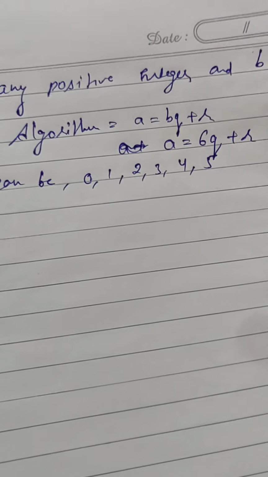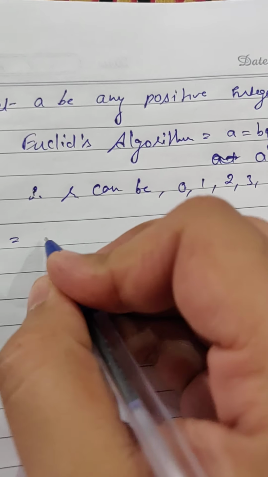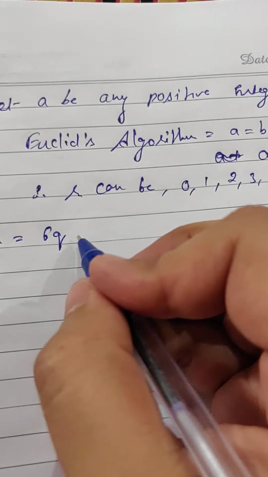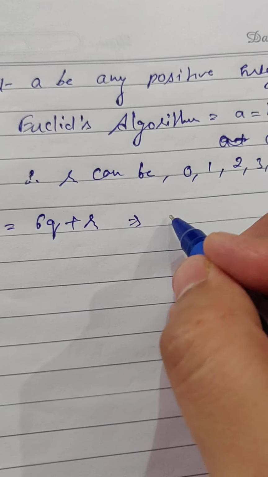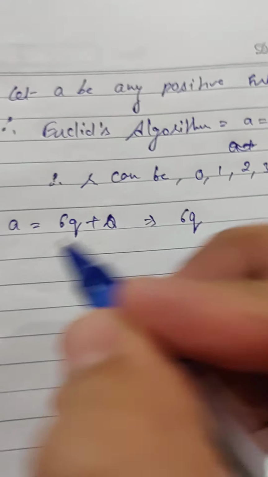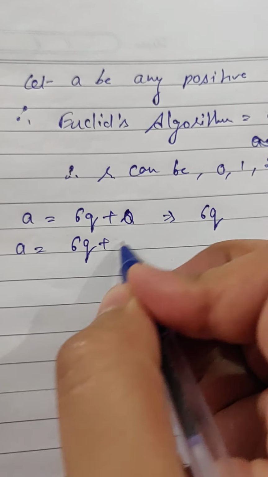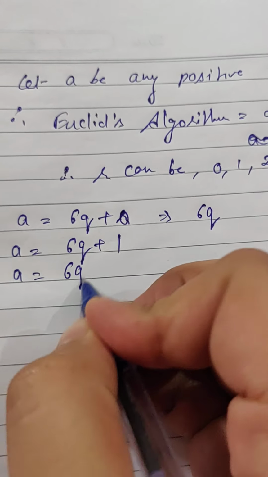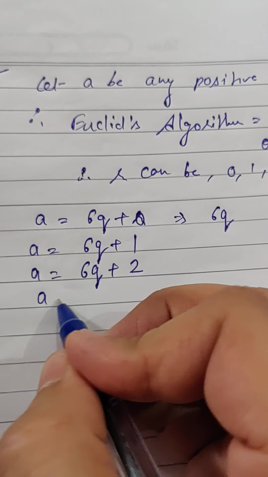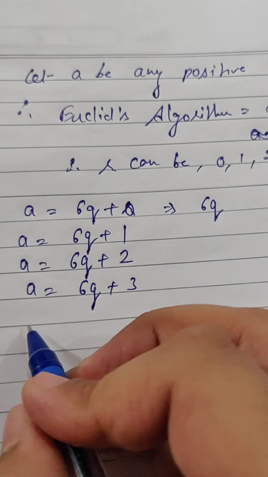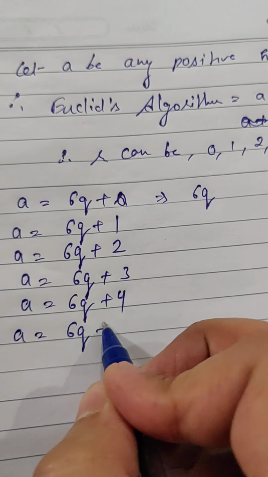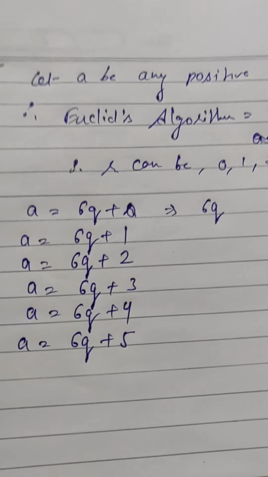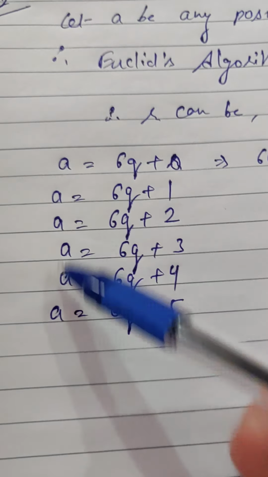So the possibilities for a will be a = 6q + r. Since it is 0, I am directly writing 6q if it is 0. a = 6q + 1, a = 6q + 2, a = 6q + 3, a = 6q + 4, a = 6q + 5. So these are the possibilities that a can hold.